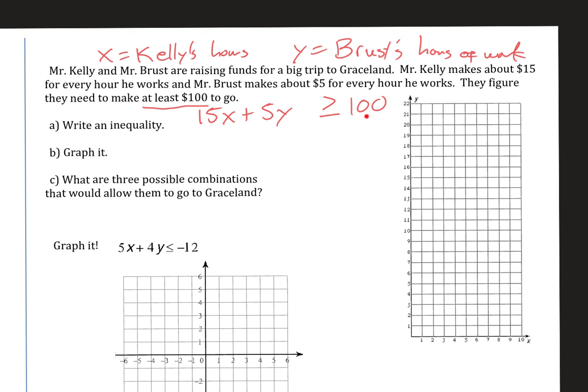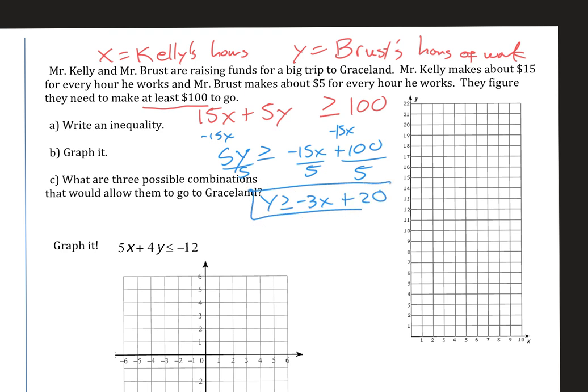Before I graph it, I don't really like it in this form. Again, you could use the intercepts, but then it's a little bit tricky to find out which side to shade. You'd have to plug in a 0 and a 0 to see if you're on the right side. Very doable. You could do it that way if you prefer, but let's just go to slope-intercept form. So I'm going to subtract 15x, subtract 15x. I end up with 5y greater than or equal to negative 15x plus 100. Divide both sides by 5, which means I divide everything by 5. So I end up with y is greater than or equal to negative 3x, because 15 divided by 5 is 3, or negative 3 here. And then 100 divided by 5 is 20.